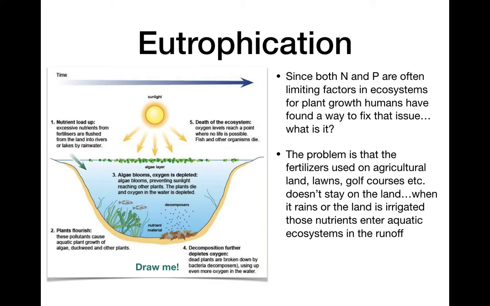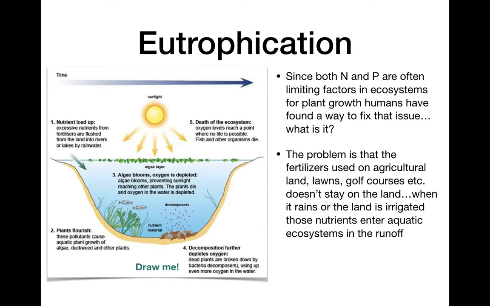Now the problem is that all these different fertilizers we use on land like agricultural land, so farms, lawns, golf courses, it doesn't just stay where we put it. If it stayed where we put it, if it stayed on the grass, it stayed on the farmer's field, then it wouldn't be a big problem. But when it rains or the land is irrigated, you spray a lot of water onto the land, like you're sprinkling your lawn, you're irrigating the fields, then those nutrients, those nitrogen and phosphorus, they enter the aquatic ecosystem in what's called the runoff.